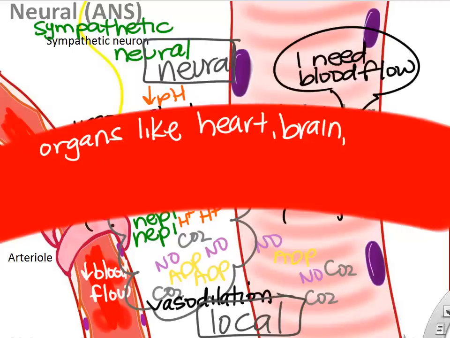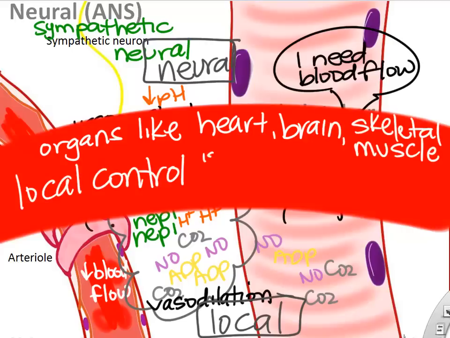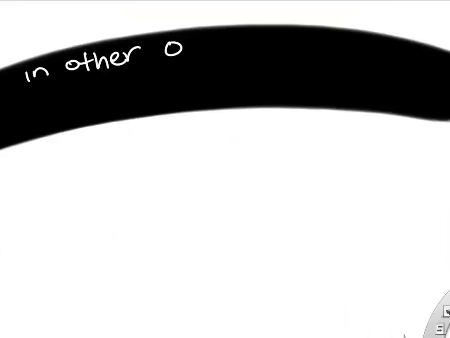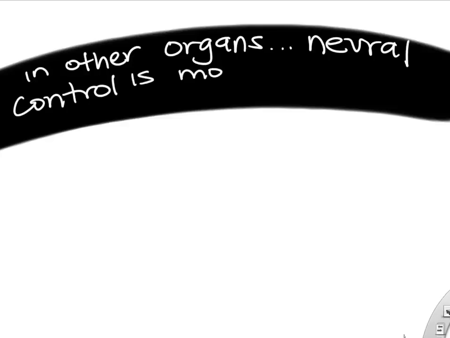Organs like the heart, the brain, and skeletal muscle, it turns out that the local signals dominate. The local signals are more important than the neural signals. In other organs, the neural signals are actually going to be more important. The neural signals will dominate.